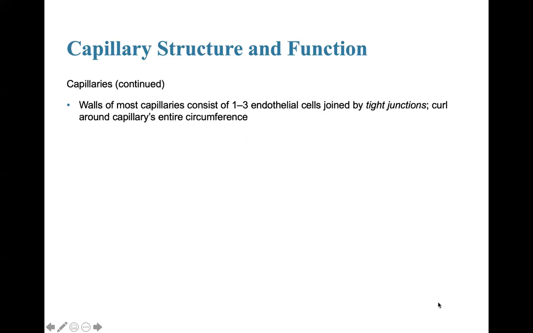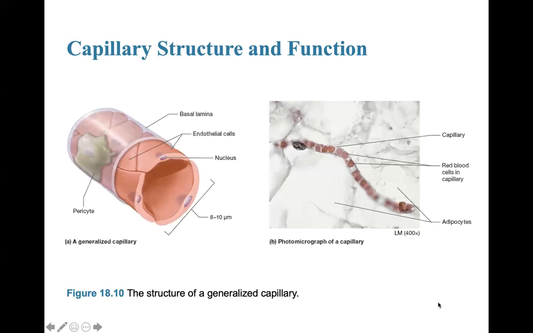The walls of most capillaries will consist of 1 to 3 endothelial cells joined by tight junctions. They will also curl around the capillary's entire circumference. And here you can see a general structure of the capillary.